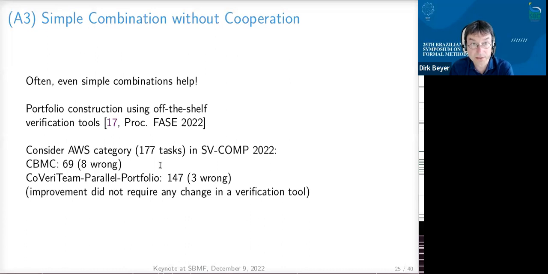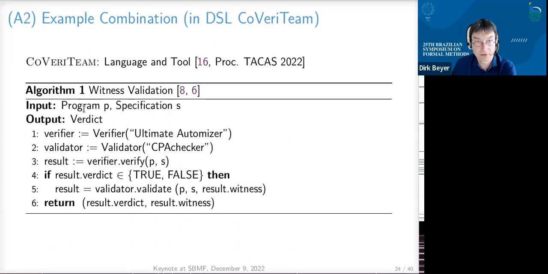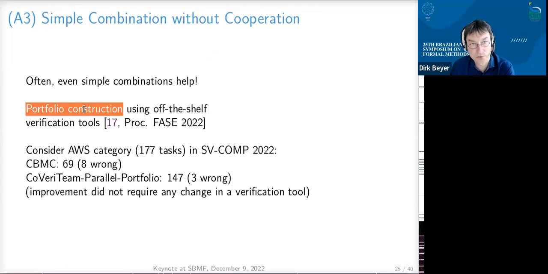Now, third, I would like to show that very simple combinations, even without sharing information, can give us a huge benefit. And what we did is, in one of our projects, we gave portfolio construction. So how to construct portfolio. And of course, we used the Cooperative language for achieving this. So we showed how to assemble portfolios from off-the-shelf verification tools and executed them. And we showed that it is easy to outperform standalone verification tools with these.